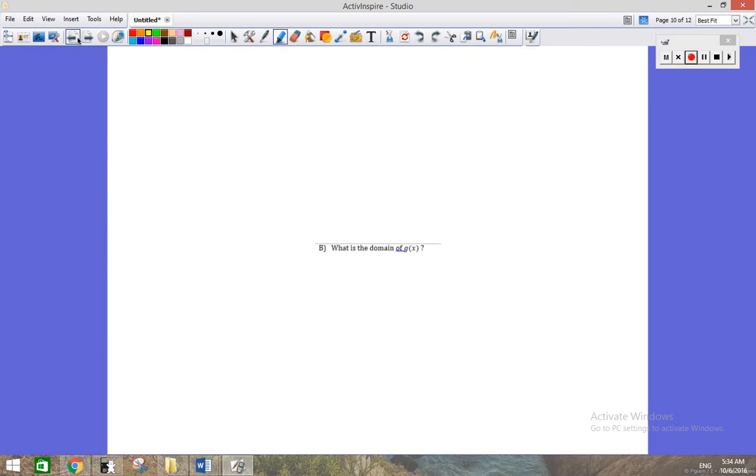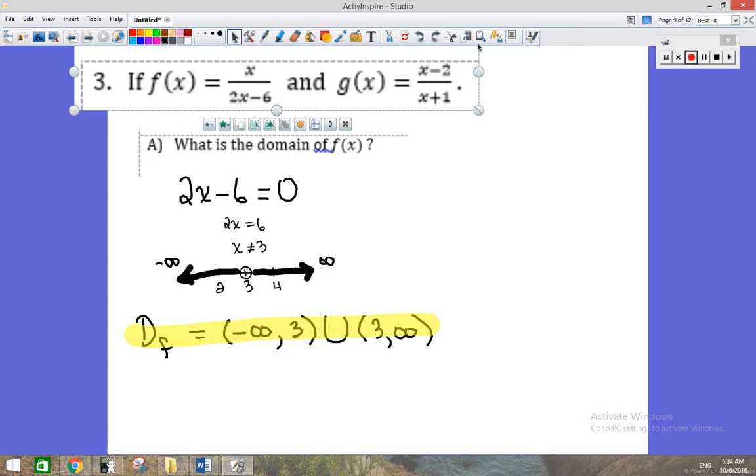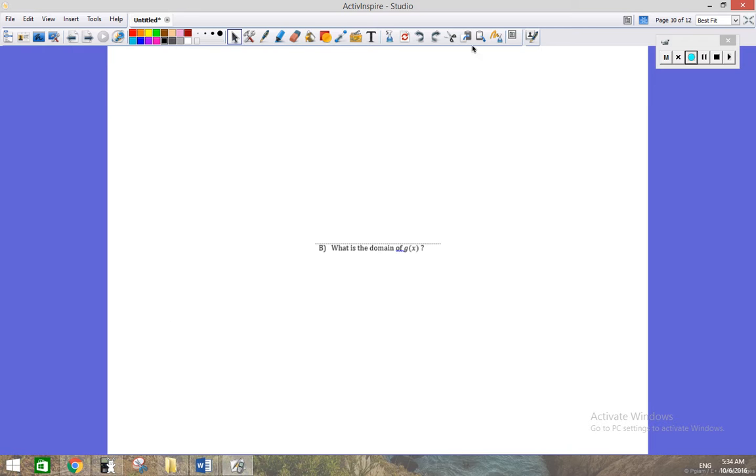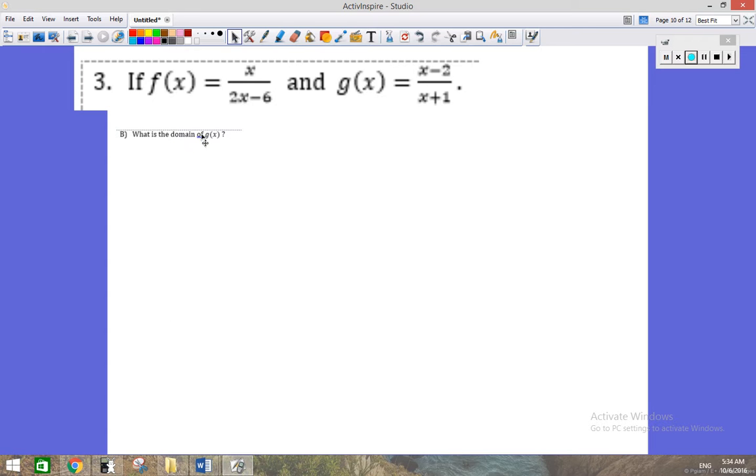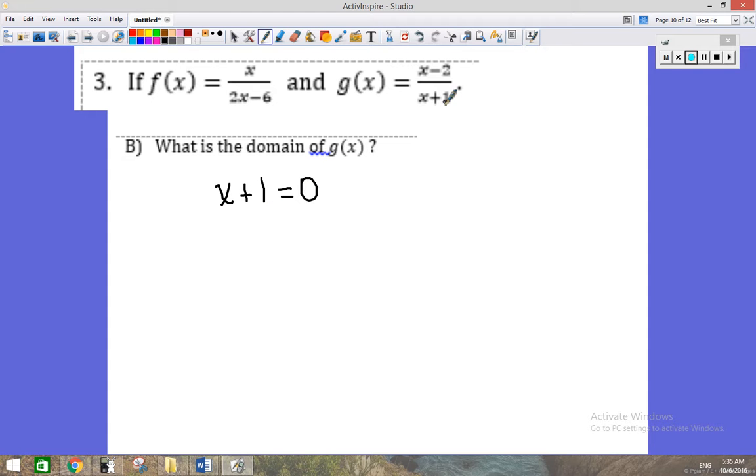Alright, so let's take our functions with us to part B. The domain of g. The domain is the set of all real numbers, excluding any values that cause division by 0, and also excluding any values that cause us to take the square root or even root of a negative number. I don't have any square roots, so I don't have to worry about that. I do have a variable in a denominator, so there exists the possibility that for some value of x, that denominator would equal 0.